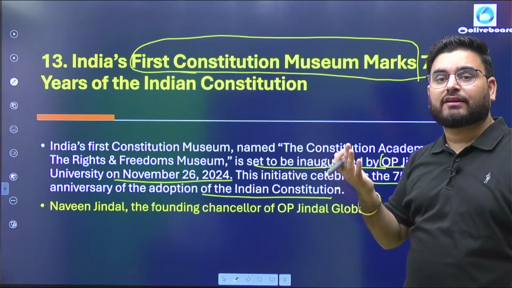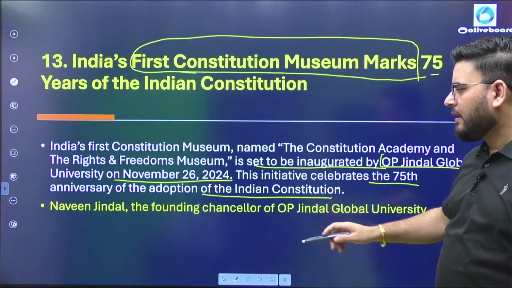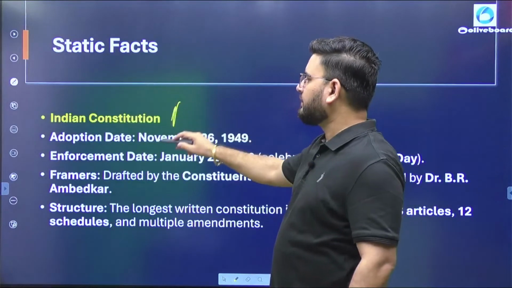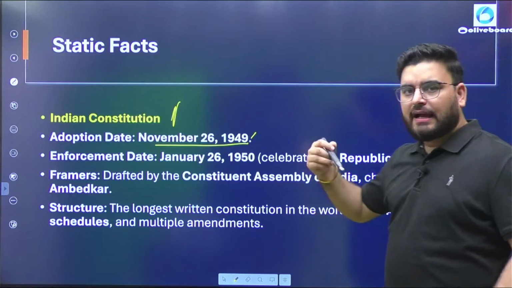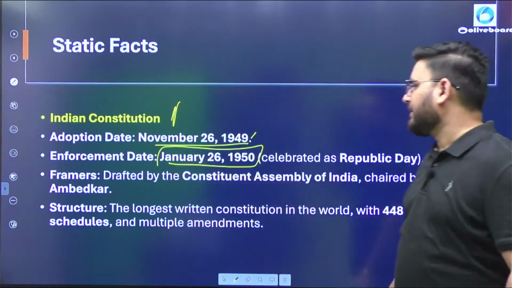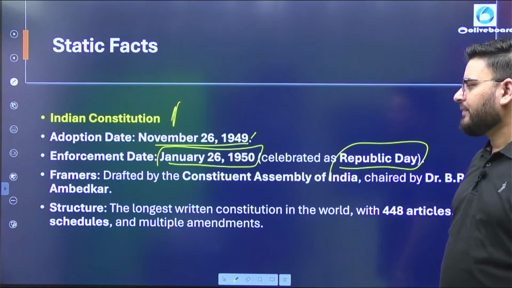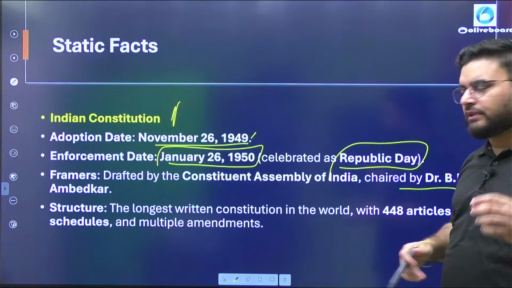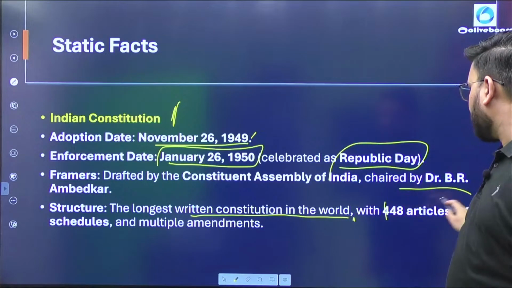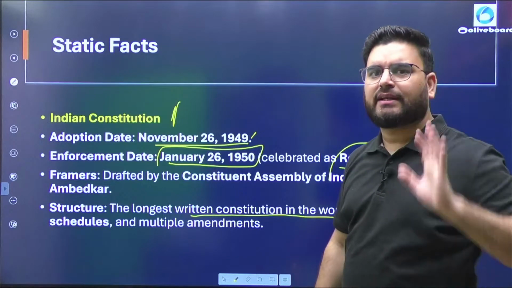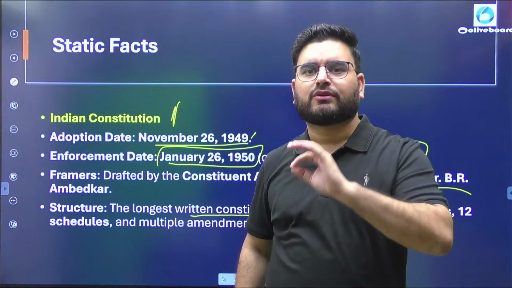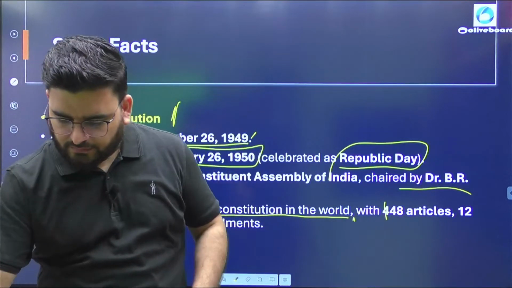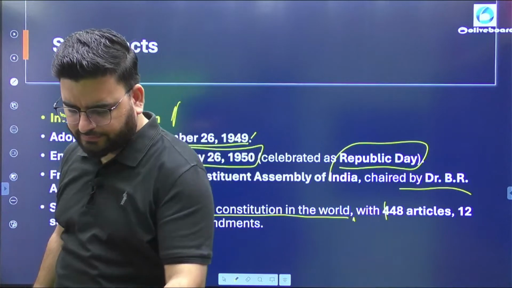Now you have to remember the year when the Constitution was adopted. I will tell you in a moment. And Mr. Naveen Jindal is the founding chancellor of O.P. Jindal Global University. Our constitution was adopted on 26 November 1949 and came into force on 26 January 1950. Remember this. This is celebrated as Republic Day. It was drafted by a committee whose chairperson was Mr. B.R. Ambedkar. It is the longest written constitution with 448 articles, 12 schedules, and multiple amendments. Tell me in the comment section how many constitutional amendments there have been so far in the Indian Constitution. Just give me the number, a random guess, just do it.